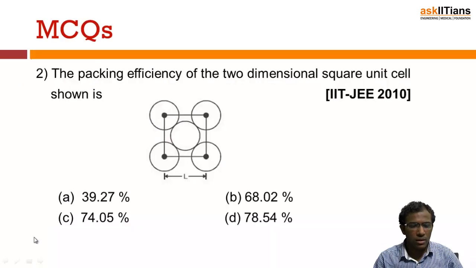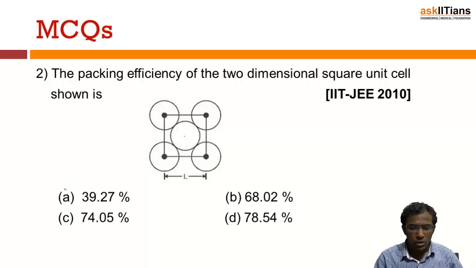Now let's see the second question based upon the same concept. The packing efficiency of the two-dimensional square unit cell shown is... It was a question given in JEE 2010. Here a two-dimensional square unit cell is given. One particle is at the center and 4 other particles are at the corners. So we have to calculate the packing efficiency of this 2D square unit cell.